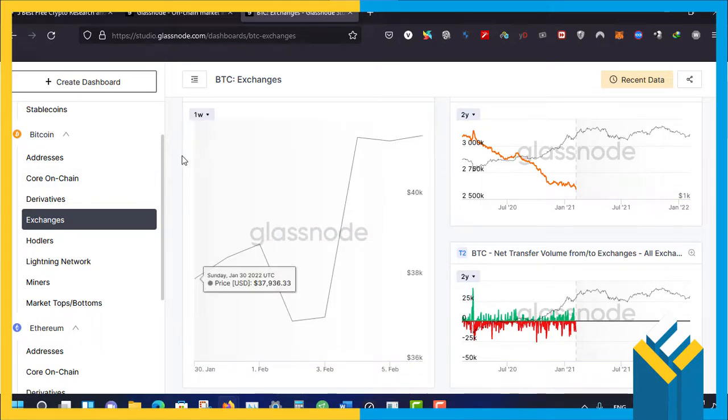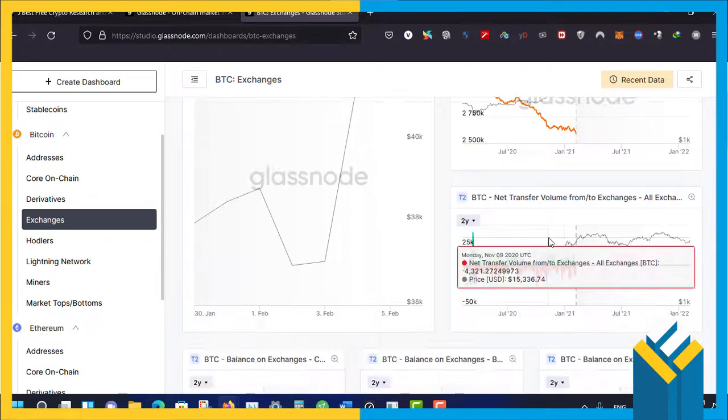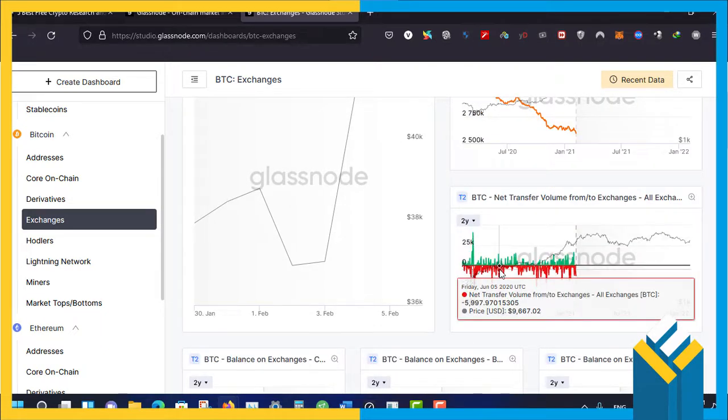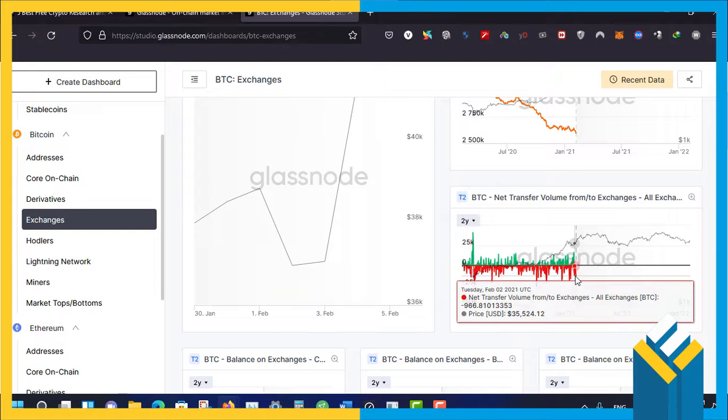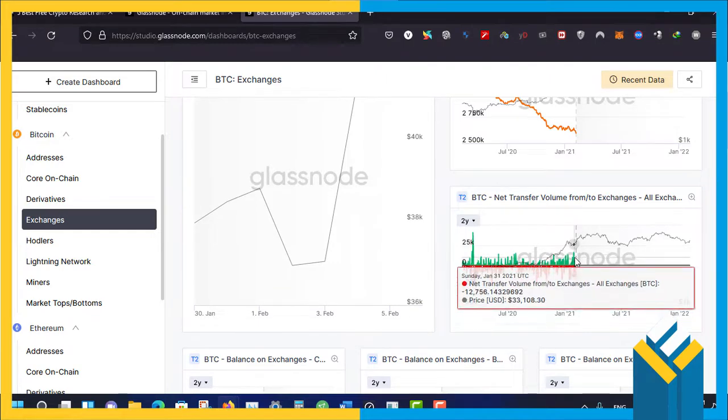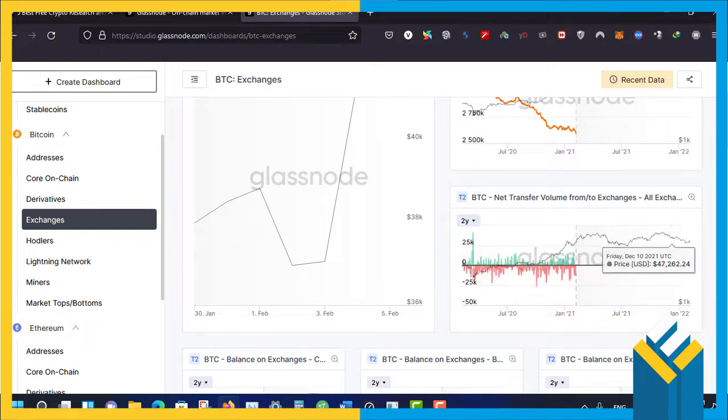You can reduce the timeline by week, and this is the week and the price. This is the Bitcoin net transfer volume from or to exchanges. The green one is to exchanges and the red one is from exchanges. As you see, there's a negative sign. That means it's taken out of the exchanges. And here we have something equal to each other according to all exchanges data. Minus 966, and this is minus 12. And as you see, it's something equal in recent dates.